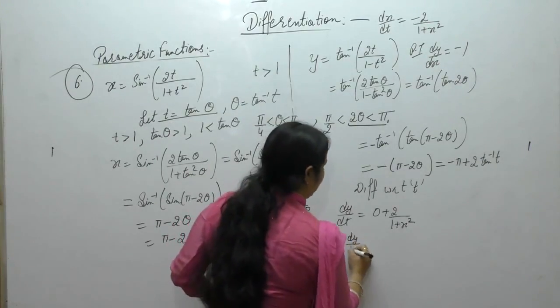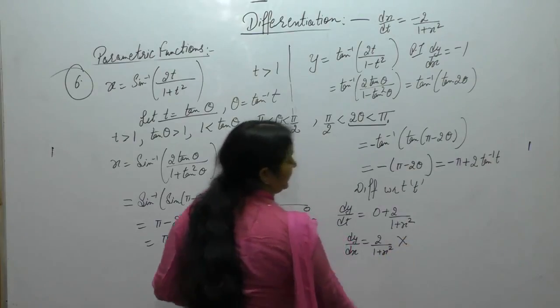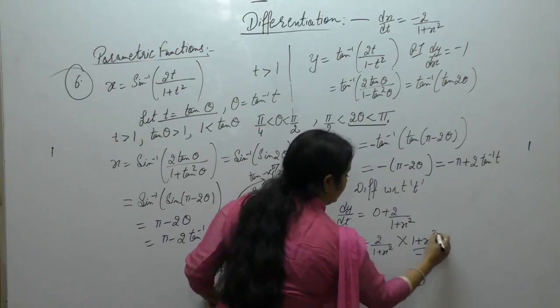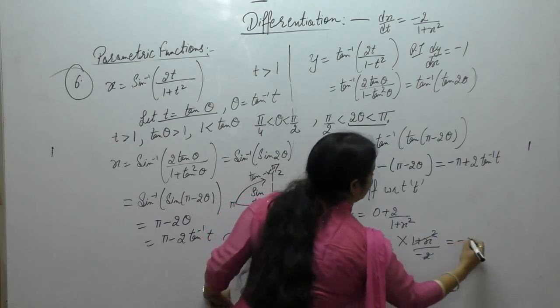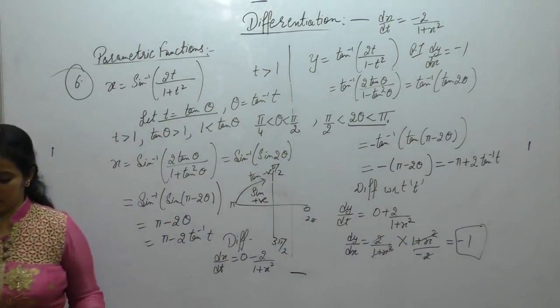Now we want to find dy upon dx. dy upon dt into dt by dx. Reverse the term: 1 plus t square upon minus 2. So we get dy upon dx as minus 1. Note it down.